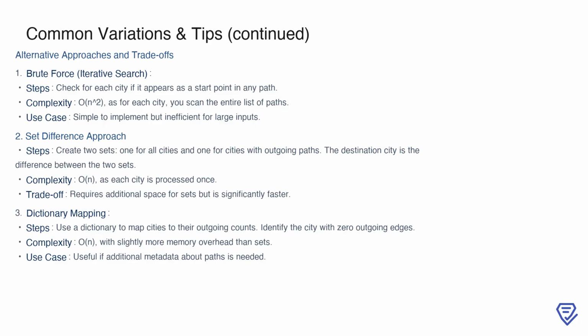A more optimized solution is the set difference approach. Here, you create two sets, one for all cities and another for cities with outgoing paths. The destination city can then be found as the difference between these sets. This method has a time complexity of O(n) and is much faster, though it does require additional space for the sets. Another alternative is using a dictionary to map cities to their outgoing counts. This allows you to directly identify the city with zero outgoing edges. While this method also runs in O(n), it may involve slightly more memory overhead than sets. The choice of approach often depends on the problem constraints and whether additional metadata about the paths is needed.